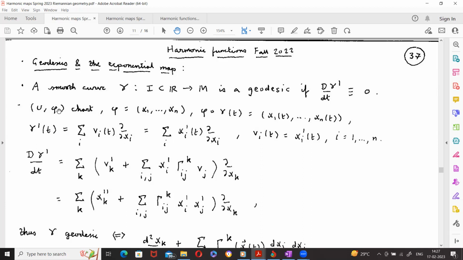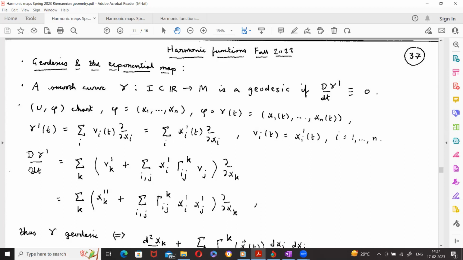So we need to look at this equation in local coordinates. Suppose I take a chart (U, phi), where phi has components x1 to xn. Then I look at my curve gamma in the chart phi. So phi composed with gamma is some curve in Rn, (x1(t), ..., xn(t)). Then we know that gamma prime(t) is going to be a sum of vi(t) del/del xi, where the vi's are nothing but xi prime(t).